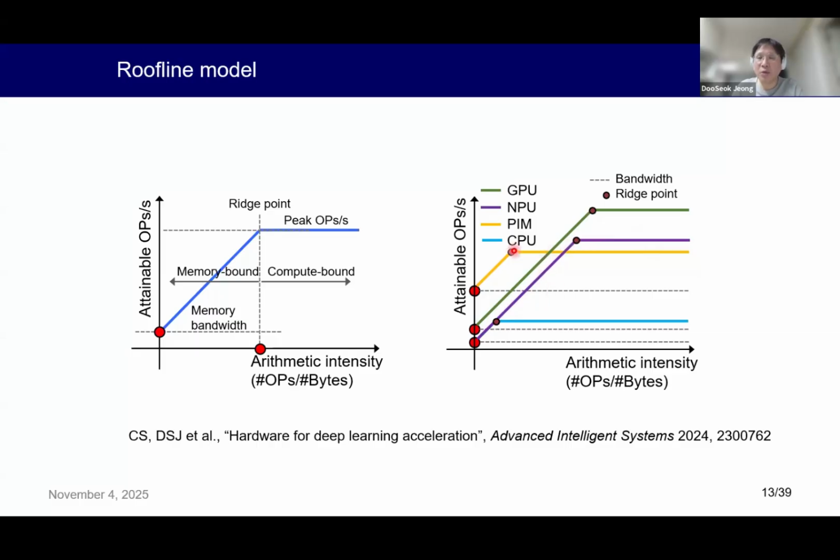PIM, you can't really define the bandwidth, because you do the processing within the memory, right? So effectively the bandwidth itself is not meaningful anymore. But still, I just drew this bandwidth regime and compute-bound regime to compare. But the peak performance is limited if you have PIM.